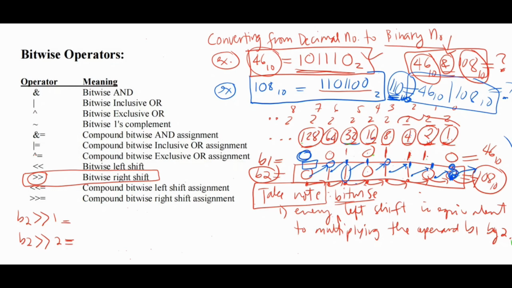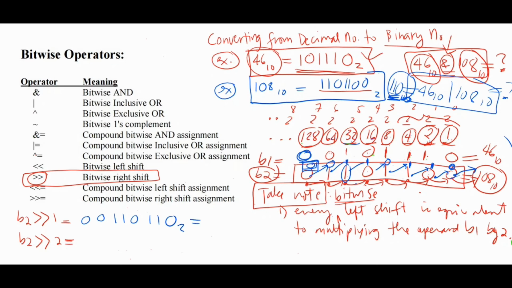But since this is 0, it has no value, and so the effect of moving this out is insignificant. So the vacant position here would be set to 0, just like what we did when we shifted to the left earlier. So B2 right shift once is equal now to 0, 0, 1, 1, 0, 1, 1, 0. Okay, that is base 2, the binary.